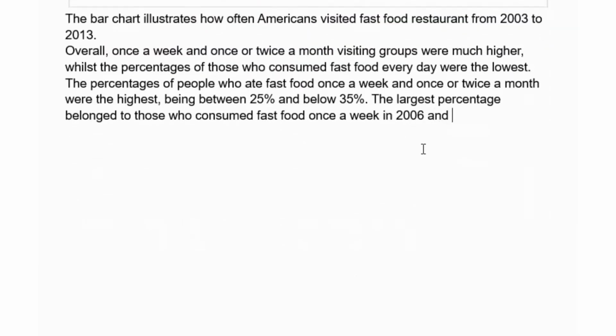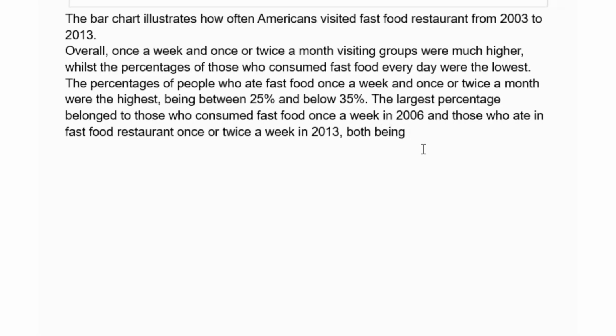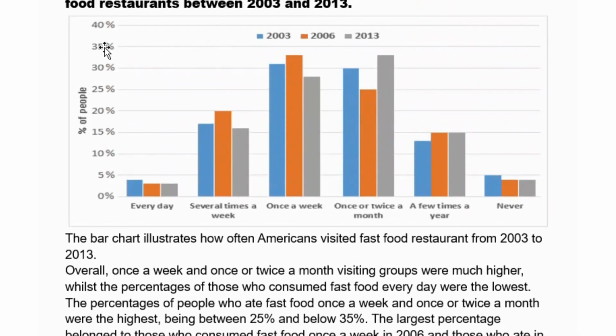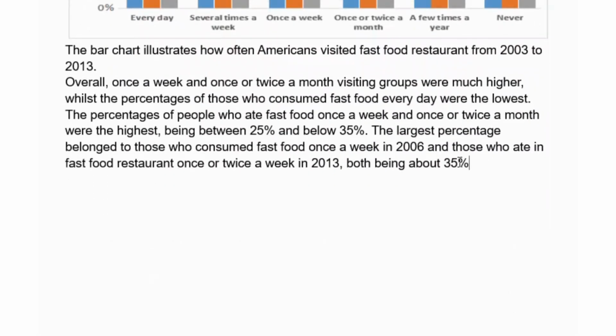Well, I'm gonna say 2006, and those who ate in a fast food restaurant once a week and once or twice a week in 2013, so both being about 35%. So as you can see, this one is here clearly. It's about 35%, but instead of 35, I think it's better to write 33. Yeah, we can say about 33% because we cannot see a clear number here.